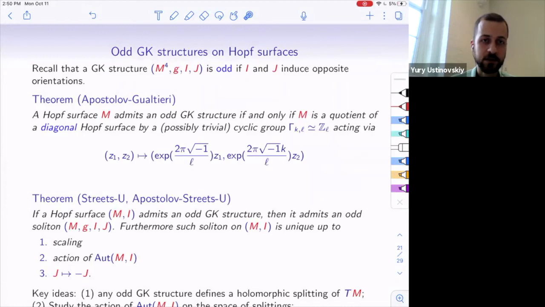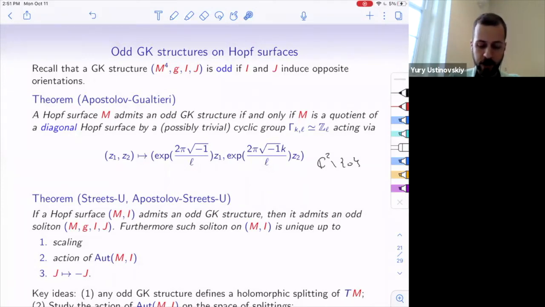I'll first discuss briefly the odd generalized Kähler structures on Hopf surfaces. So recall it's odd if I and J induce opposite orientations. And Apostolov and Gualtieri actually proved that a Hopf surface admits an odd generalized Kähler structure if and only if it is a possibly trivial quotient of a diagonal Hopf surface by a cyclic group acting via multiplication by roots of unity on the coordinates. So this action is written on C2 minus the origin, but it obviously descends to an action on the Hopf surface itself.